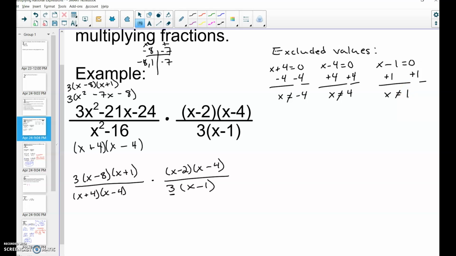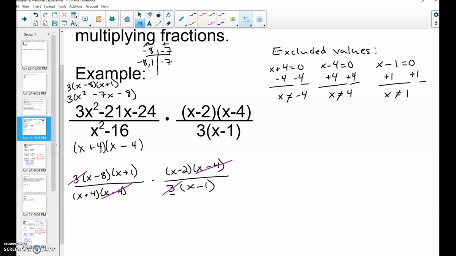Now that I have that, I can move on to step number 3, which is to cancel out any factors. I can cancel across my numerators and across my denominators. So I have a 3 that I can cancel out. Let me use a different colored pen. The 3 here cancels out with this 3. I don't have anything to cancel out my x minus 8. Can't cancel out my x plus 1. Can't cancel out the x minus 2, but I can cancel out this x minus 4. So that is all that I can cancel out.